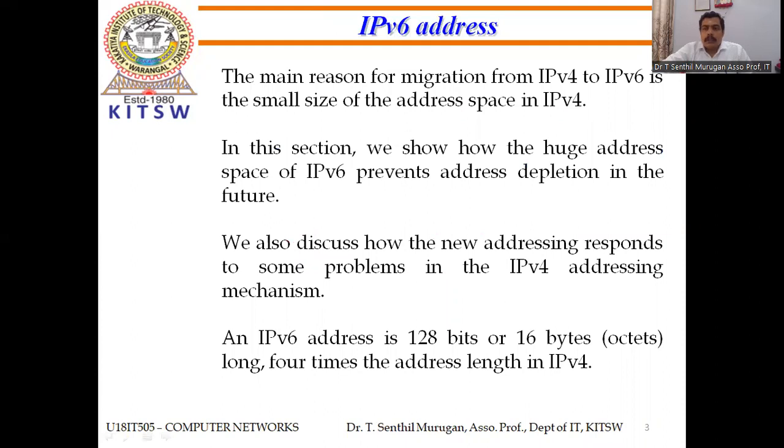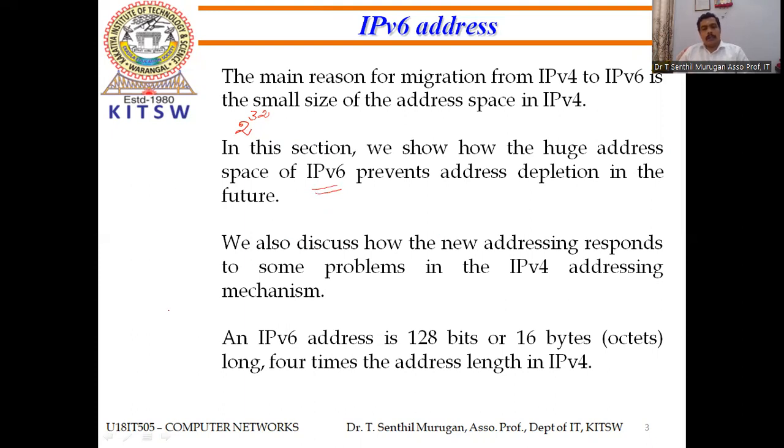What is IPv6 address? Internet Protocol version 6 address. The main reason for migration of IPv4 to IPv6 is the small size of the address space. So already we know that IPv4 has 2 power 32 addresses. All over the world the population is more, so that is not enough to provide the addresses for all the people. So for that reason, we shifted from IPv4 to IPv6.